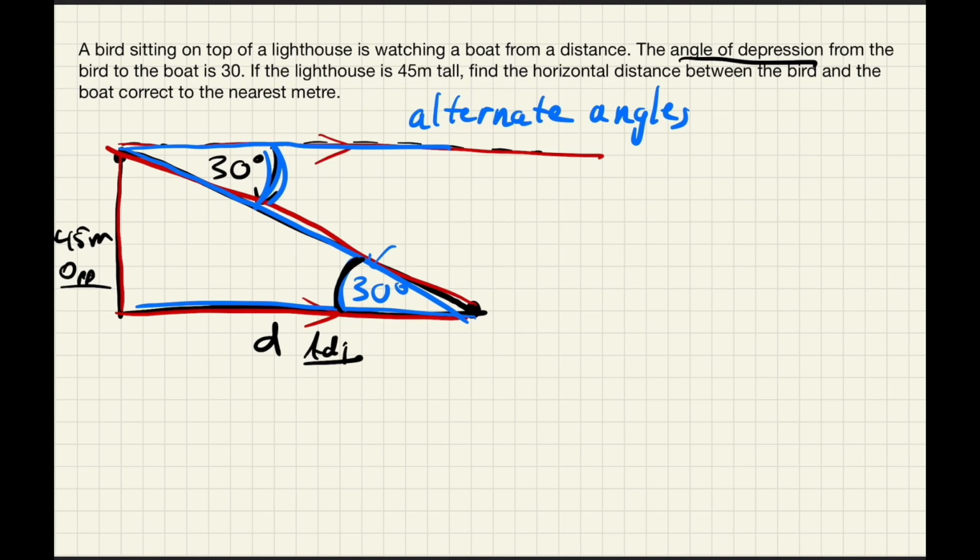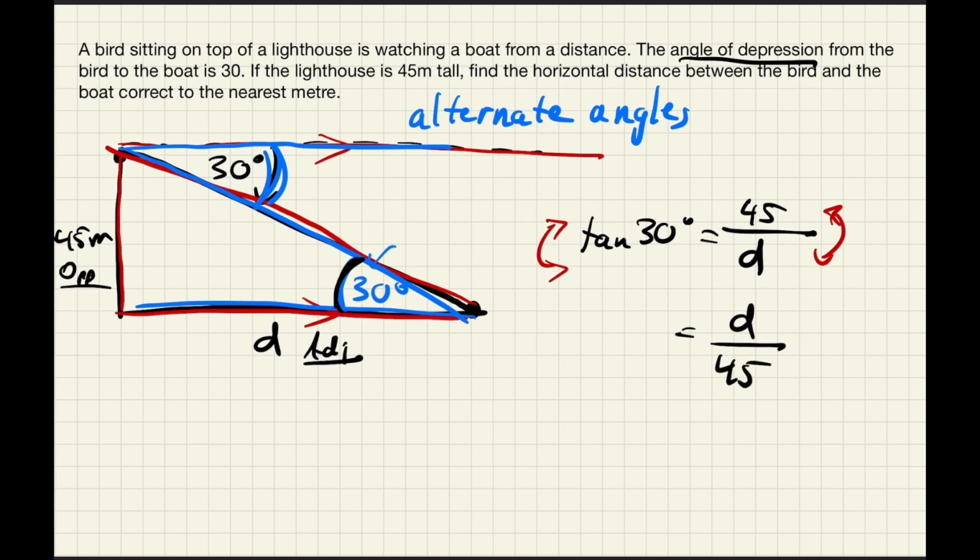So then we're using tan. Tan 30 is equal to our opposite side 45 over our adjacent side D. Now let's solve. I'm just going to flip each of those fractions. So I'll have D over 45 on this side, and on this side, because tan 30 is the same as tan 30 divided by 1, I'll have 1 on tan 30. Just flipping those so D's on the top here.